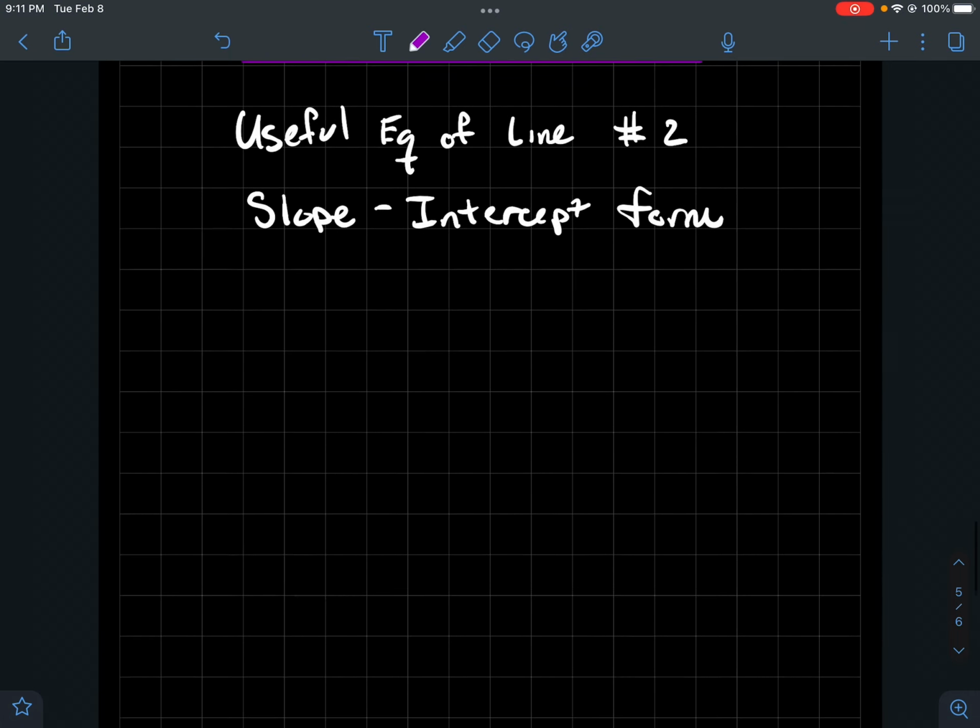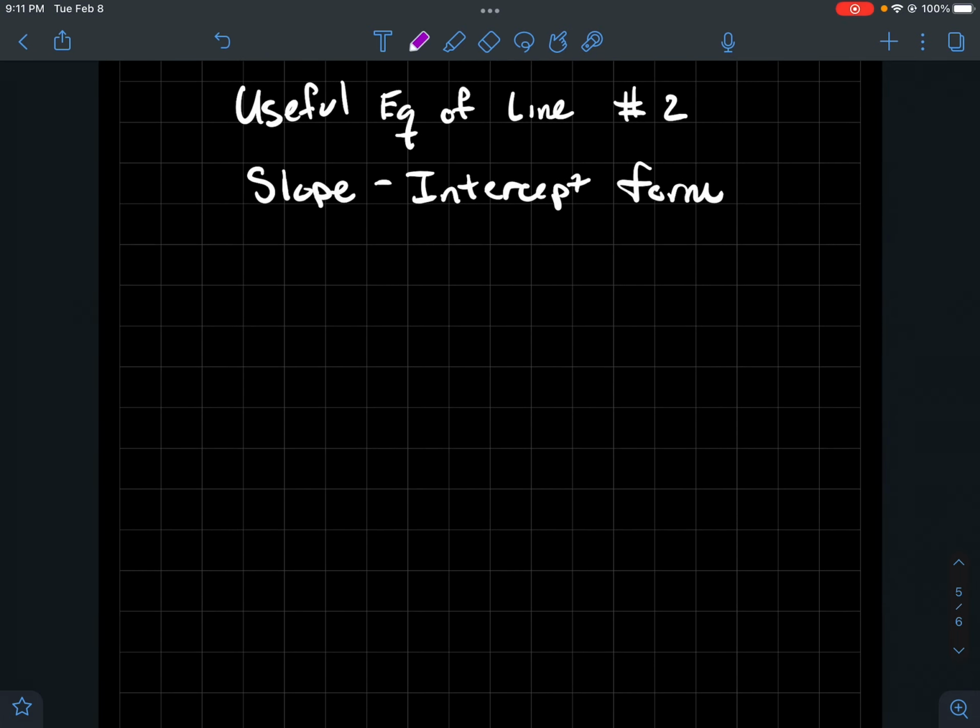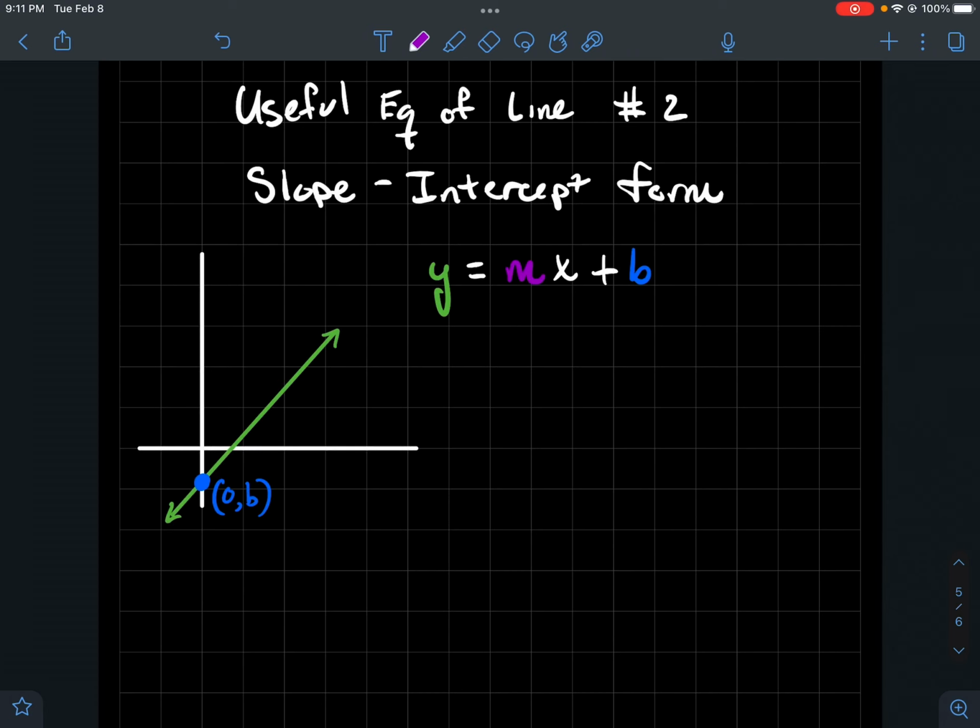Now, the second useful equation of a line is maybe the more popular one, and it's called the slope-intercept form. To draw you a little picture here, you see this equation as y equals mx plus b, and maybe what is this b here, because we all know what m is now. This b is the y-coordinate of the y-intercept. Remember, the y-intercept goes through the y-axis, so I know its x-coordinate is 0, so the y-coordinate b here is what we'll call the useful thing from the y-intercept.